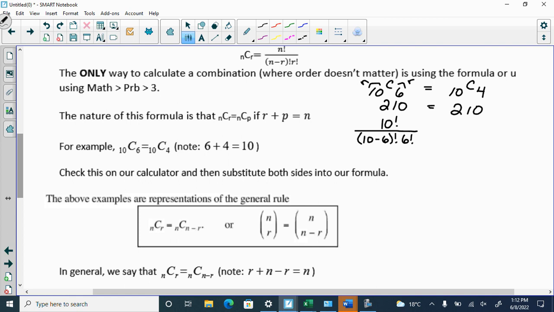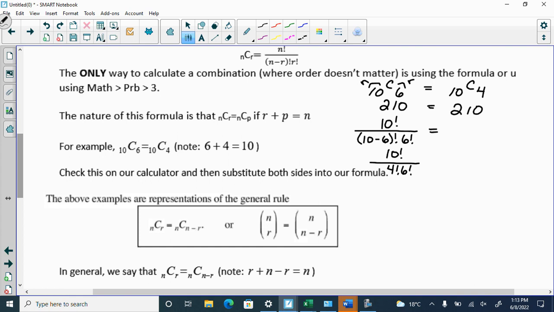We agree? If I just plug it in, this is going to be 10 factorial over, what's 10 minus 6? 4 factorial, 6 factorial. We agree? I'm not getting an answer, I'm just showing you. Do you see the numbers that are sitting there? See how we got them? Let's do the same with the 4.